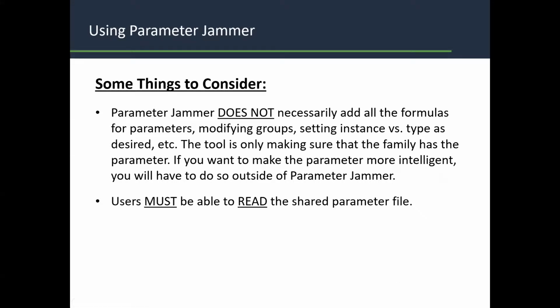When you are using Parameter Jammer, it does not necessarily push the parameters in the way that you would expect it to. It may just push it as a text parameter. Now that parameter exists, but it's text you can edit. If you've got formulas for some parameters that you're trying to push to it, it may not push those parameters, etc. It's only making sure that the parameter exists in that family so that you can edit it and it can be scheduled. If you want to make it more intelligent, add those formulas and stuff, you will have to do so in the family editor.